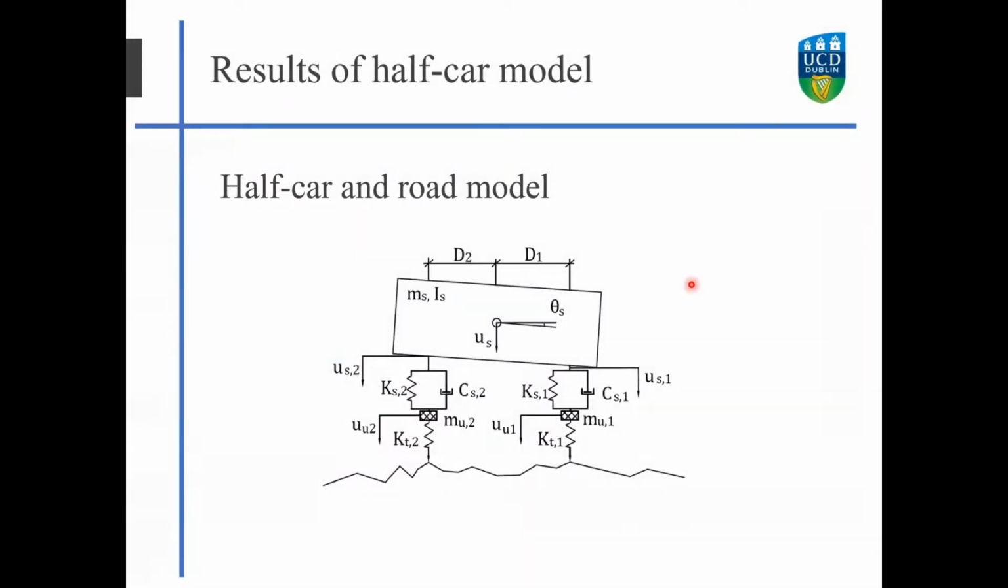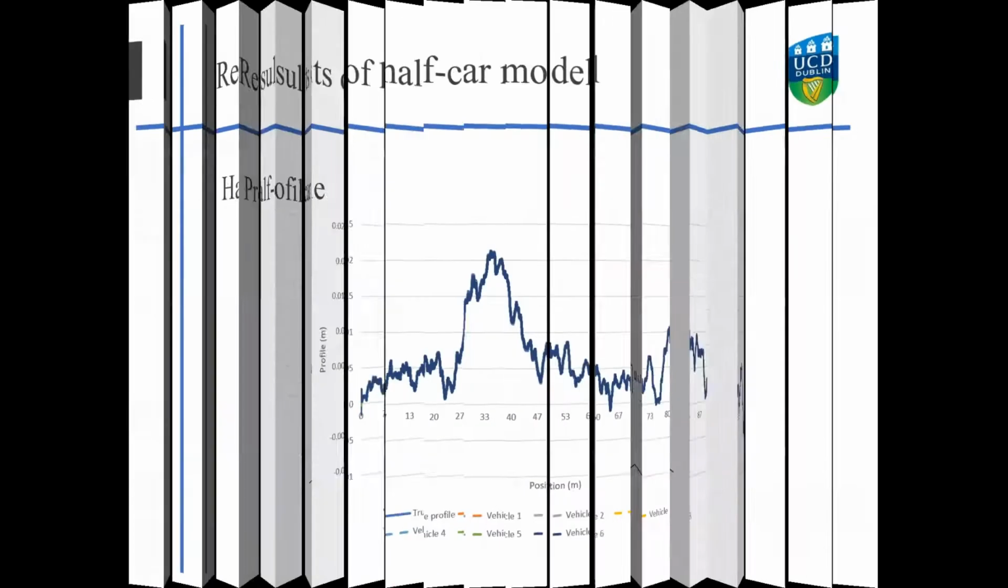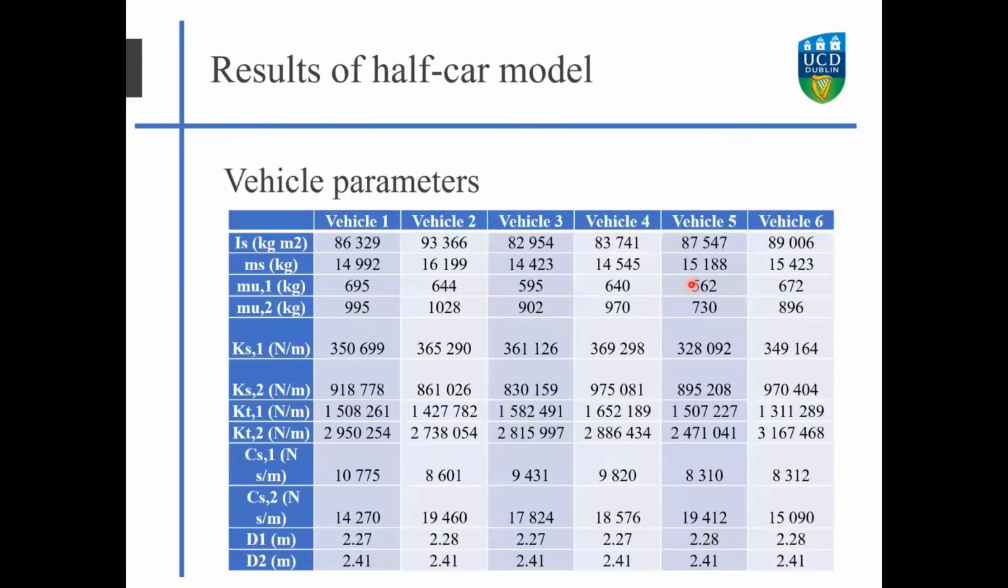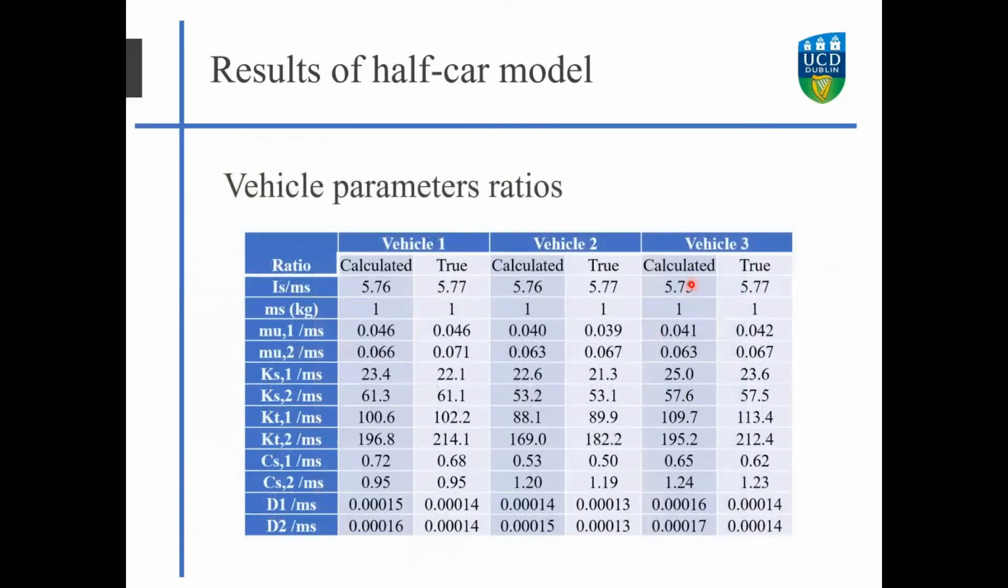Also, I use the half-car model. There are 12 parameters in the half-car model. This is the profile results. The blue line is the true profile, and the dashed lines are calculated profiles. They're also the same as the true profile. Also, we have the same situation in vehicle parameters. We cannot get the actual vehicle parameters, but we can find the same ratio.